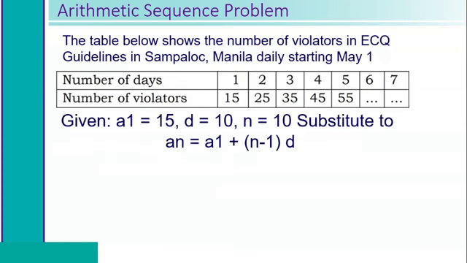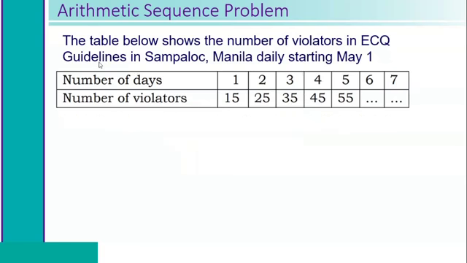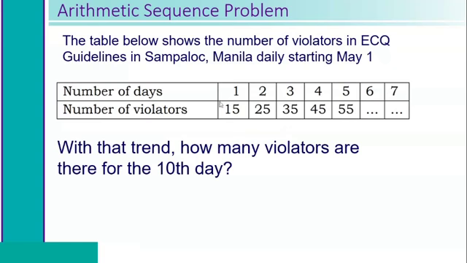So first, we will write the given. a1, the first term, is 15. The common difference is 10 because 25 minus 15 is 10, 35 minus 25 is 10, 45 minus 35 is 10, and 55 minus 45 is 10. And our n is 10. Why n? Because our problem asks how many violators there are for the 10th day.